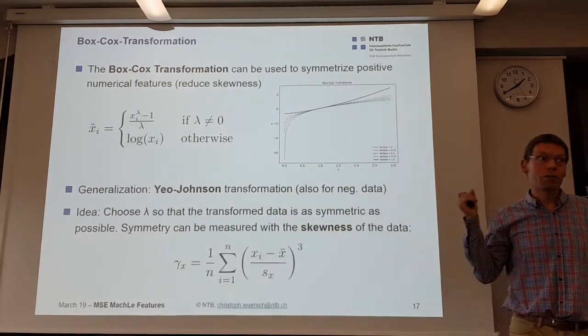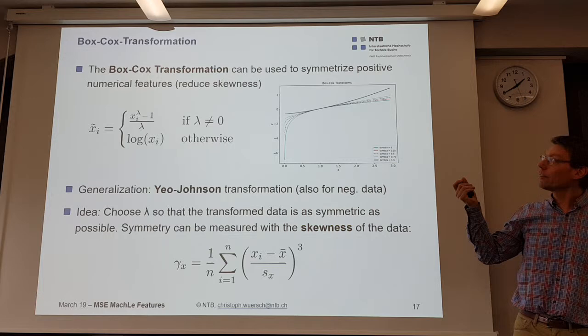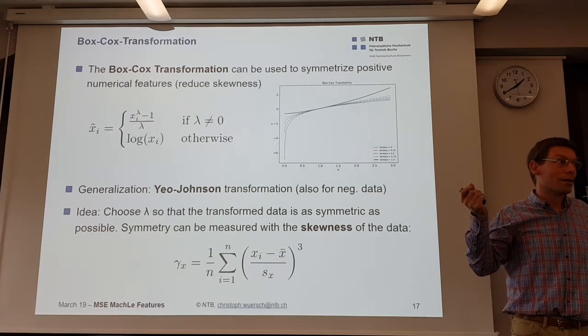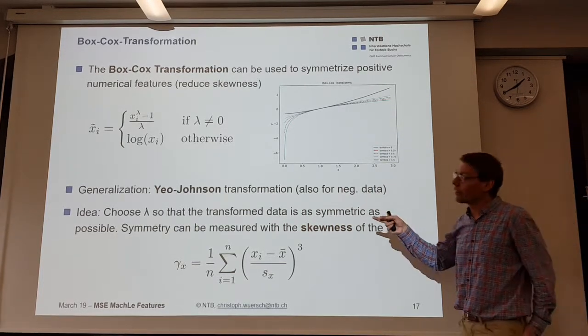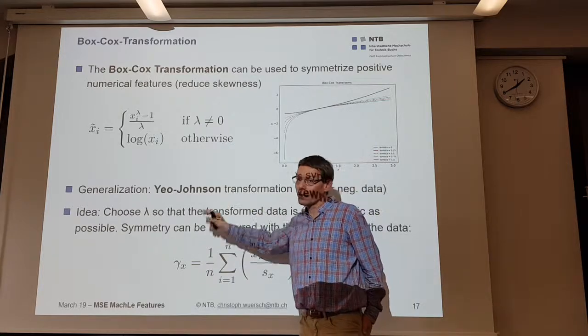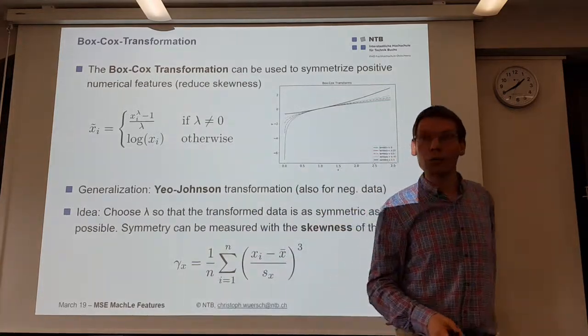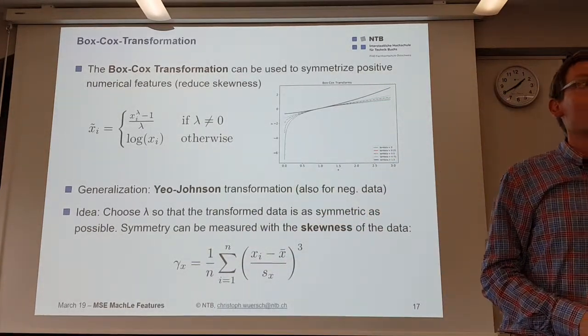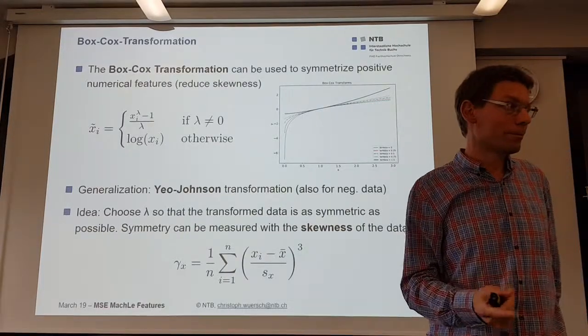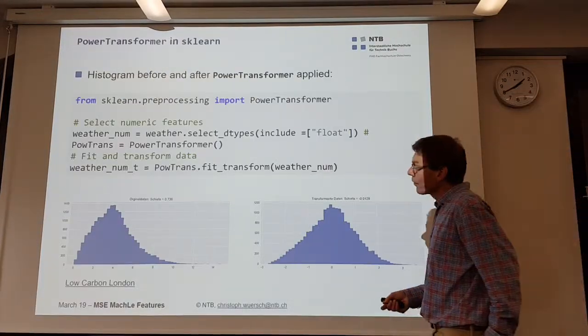This Box-Cox transformation is normally only defined for positive data, but there are generalizations of it, called the Yeo-Johnson transformation, which also work for negative data. And that's how it looks, for example.